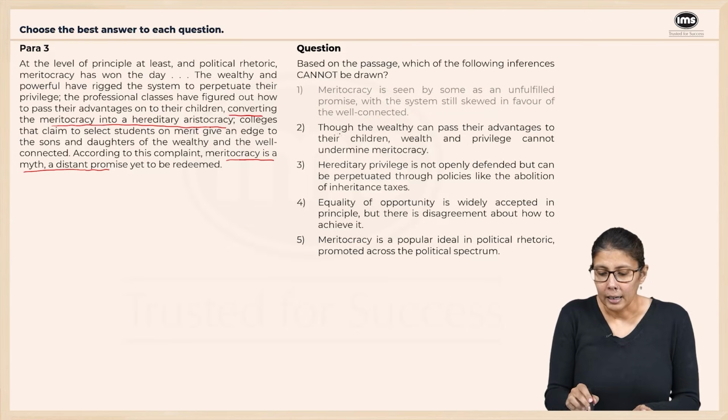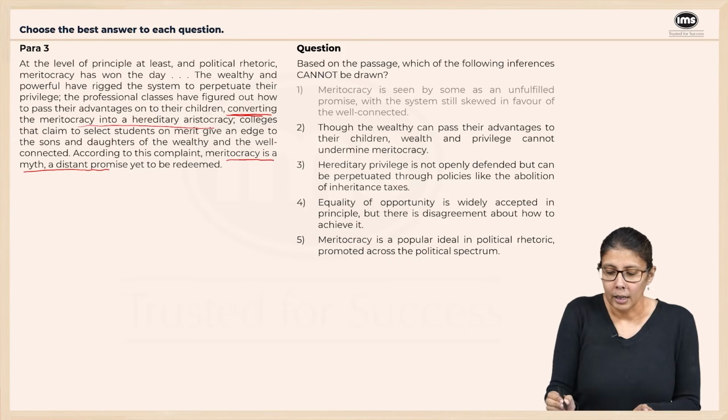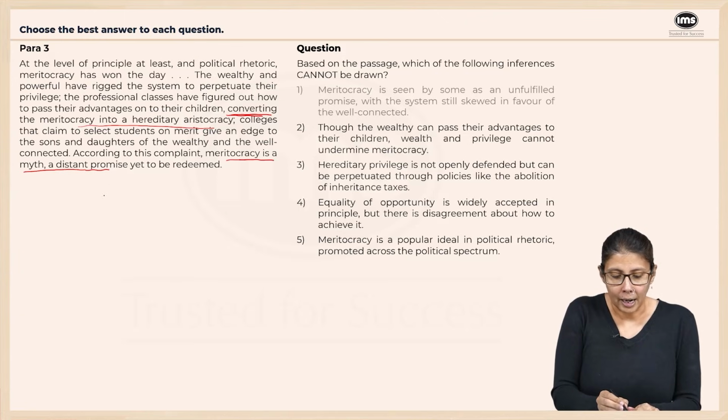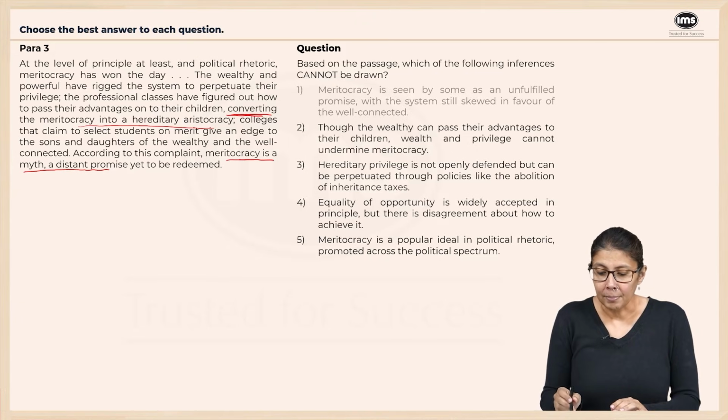The second one says, though the wealthy can pass their advantages to their children, wealth and privilege cannot undermine meritocracy. But that's not true. The wealthy managed to convert meritocracy into a hereditary aristocracy. So, wealth and privilege can undermine meritocracy, which is why we are trying to say that meritocracy is a myth. True meritocracy does not exist. So, option 2 seems to be the opposite of what paragraph 3 is saying. So, we keep it.